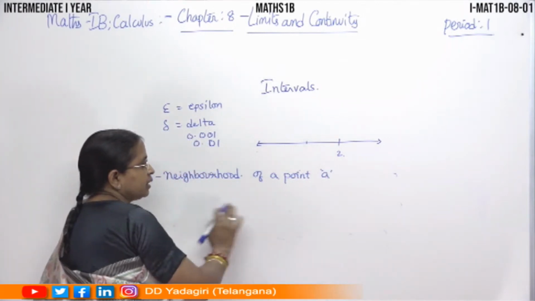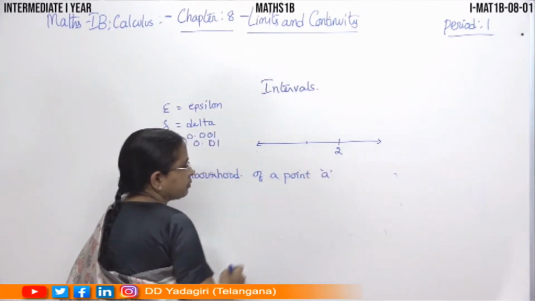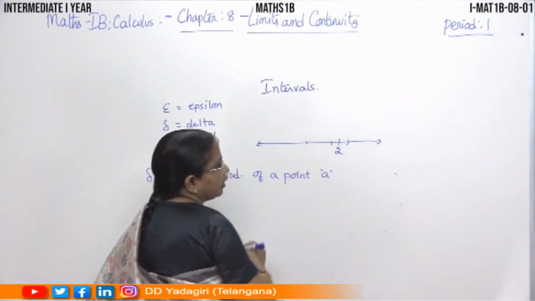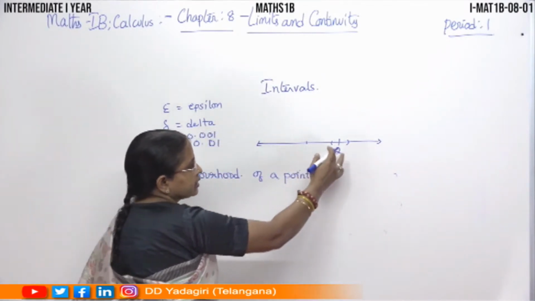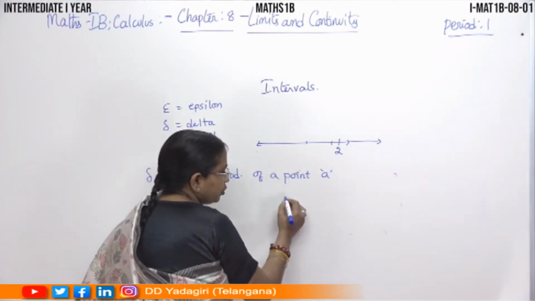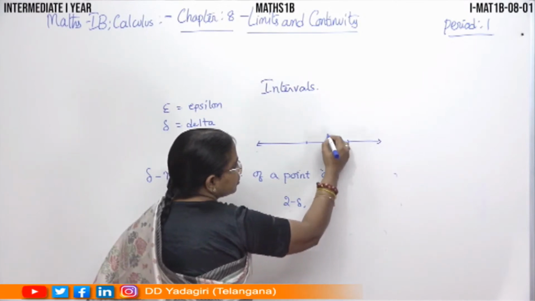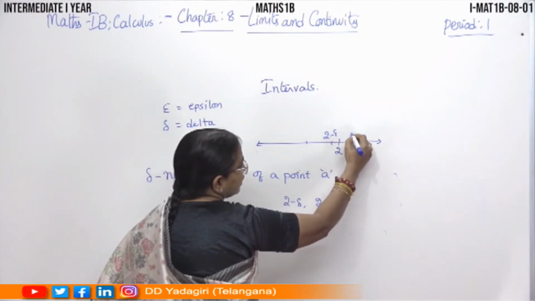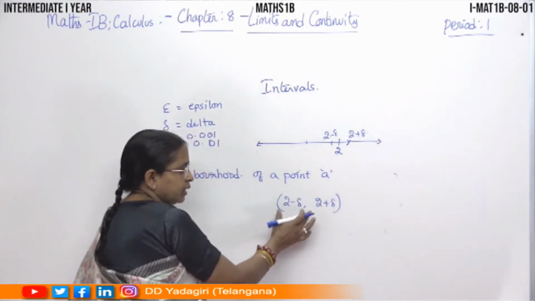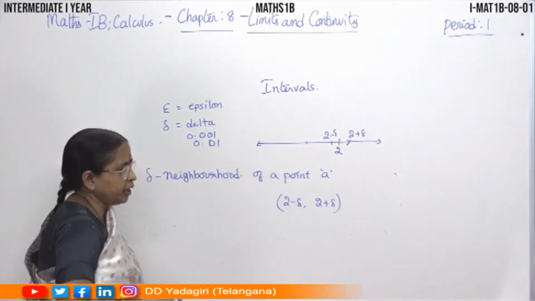So what is this delta neighborhood? Suppose that I have a point 2. We'll take the same number 2. Now we'll take one small interval around 2. On the left side and right side, we take the epsilon or delta neighborhood. That means 2 minus delta and 2 plus delta. This interval is called the delta neighborhood of the point A.